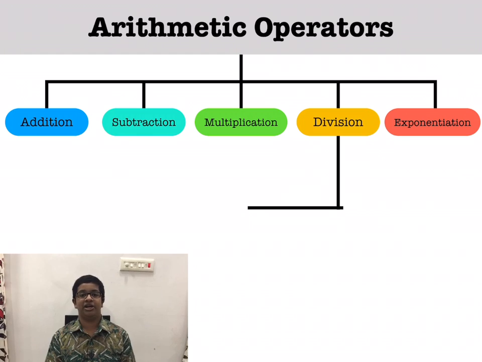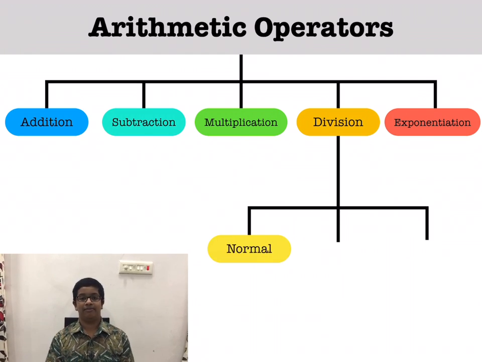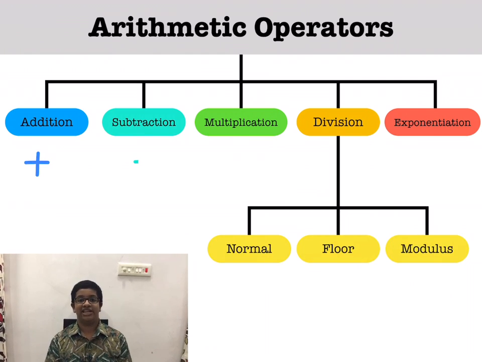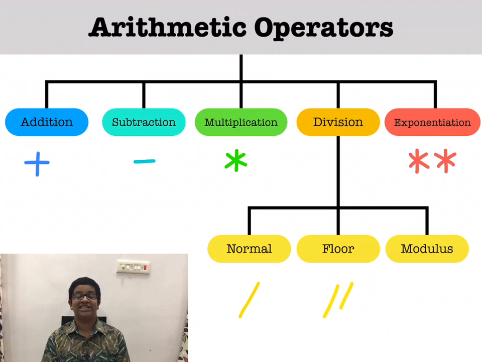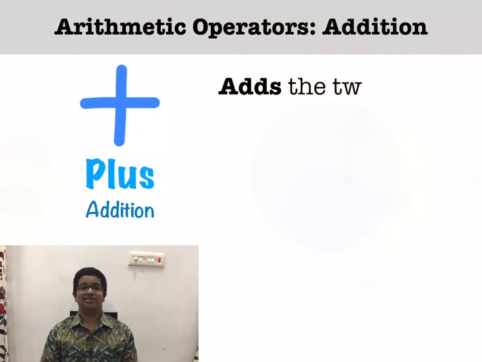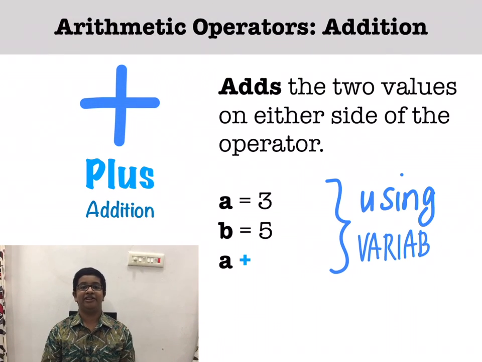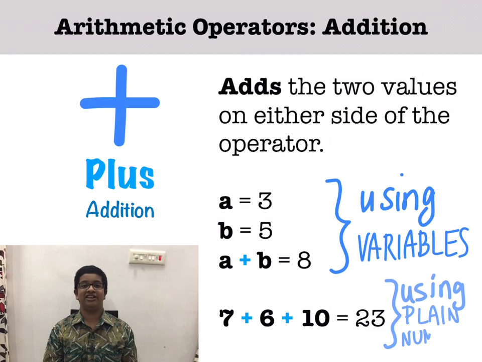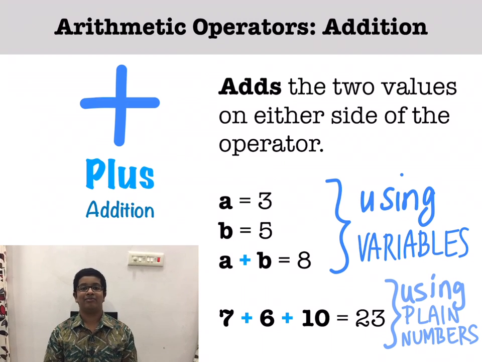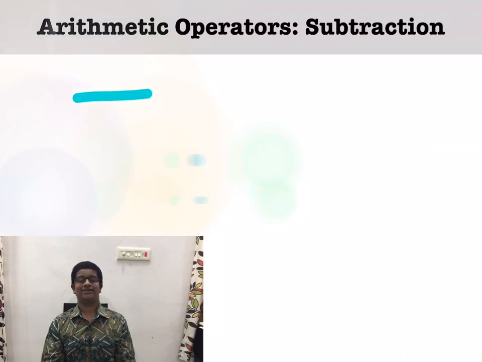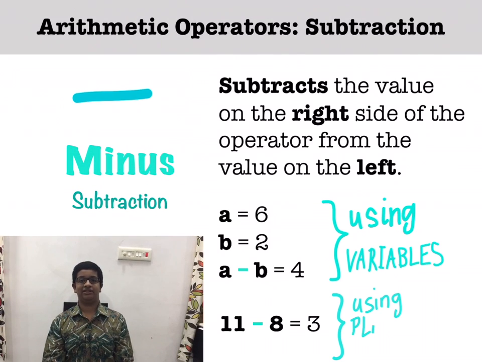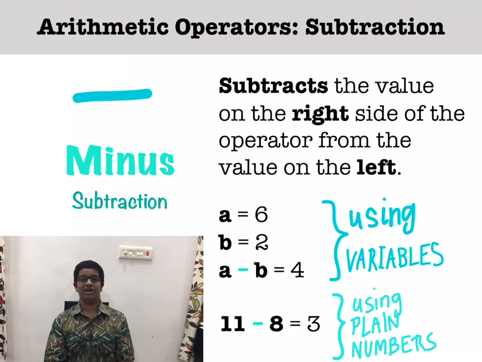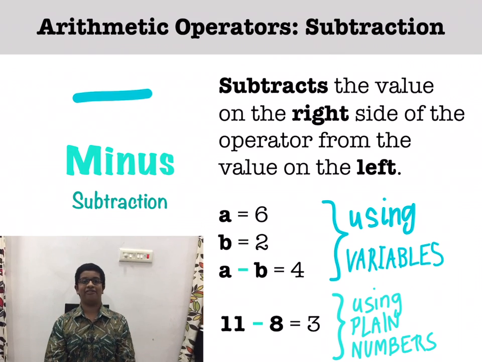There are 7 arithmetic operators: plus, minus, asterisk, slash, double asterisk, and percent. Plus. The plus sign is used for addition. It adds the two values on either side of the operator. Minus. The minus sign is used for subtraction. It subtracts the value on the right side of the operator from the value on the left.